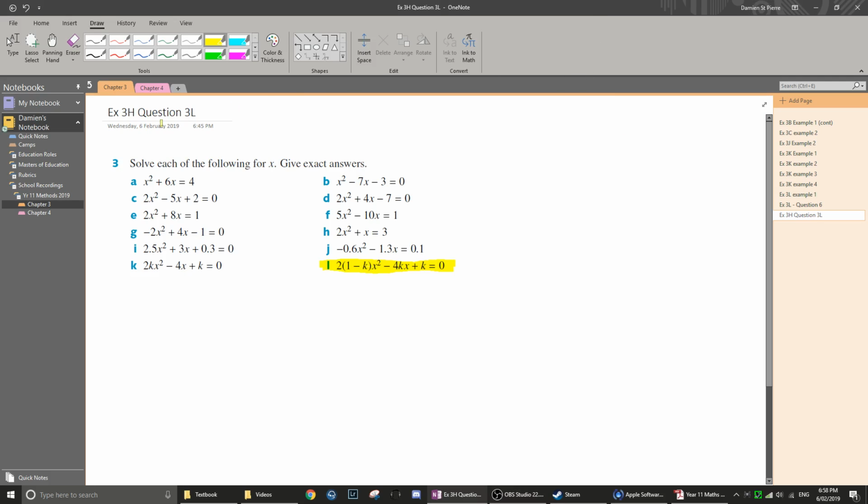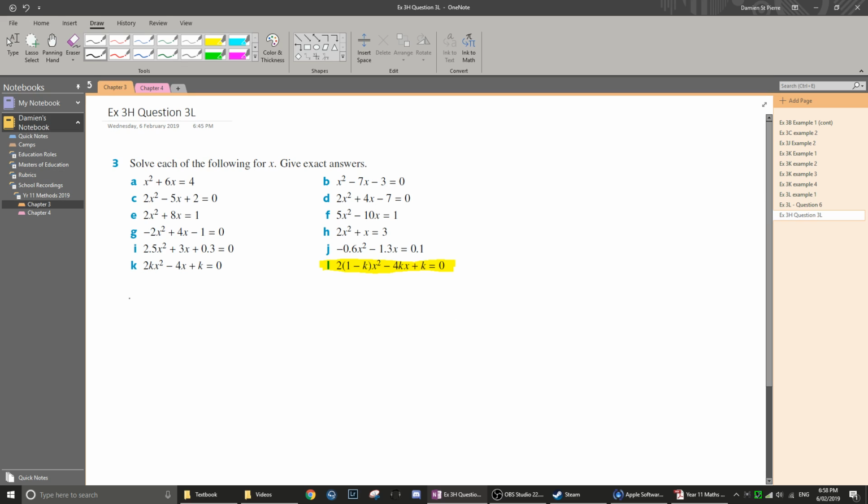Okay, so today we're looking at exercise 3H question 3L from the textbook, which is this one highlighted here. We have: solve each of the following for x, give exact answers. So we're solving for x, and we've been working on quadratics, so let's see if this is a quadratic.